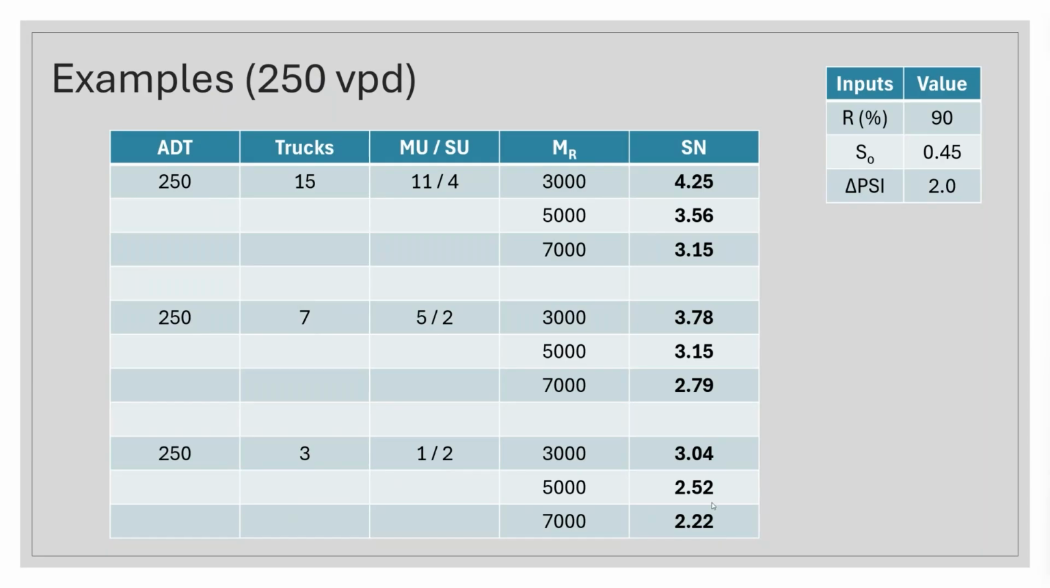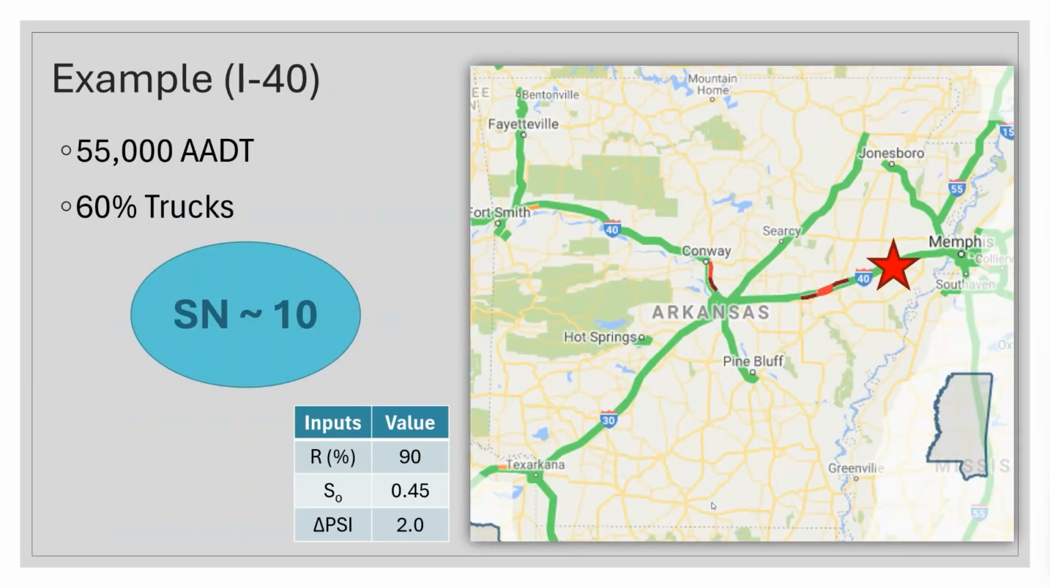So what does that mean in the context of the world? Well, how does it compare? In fact, someone asked, how does this compare to city streets compared to interstates? Well, a city street, if you only have 200 and something vehicles per day, you can see that structural number would be pretty low, like down in the 2s, low 3s, something like that.